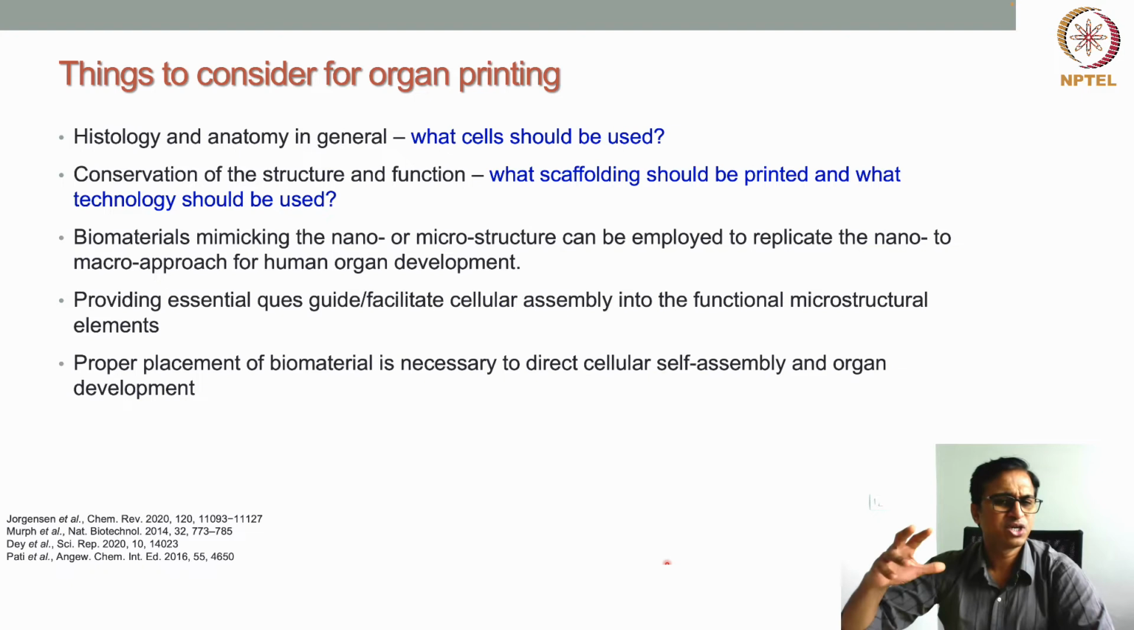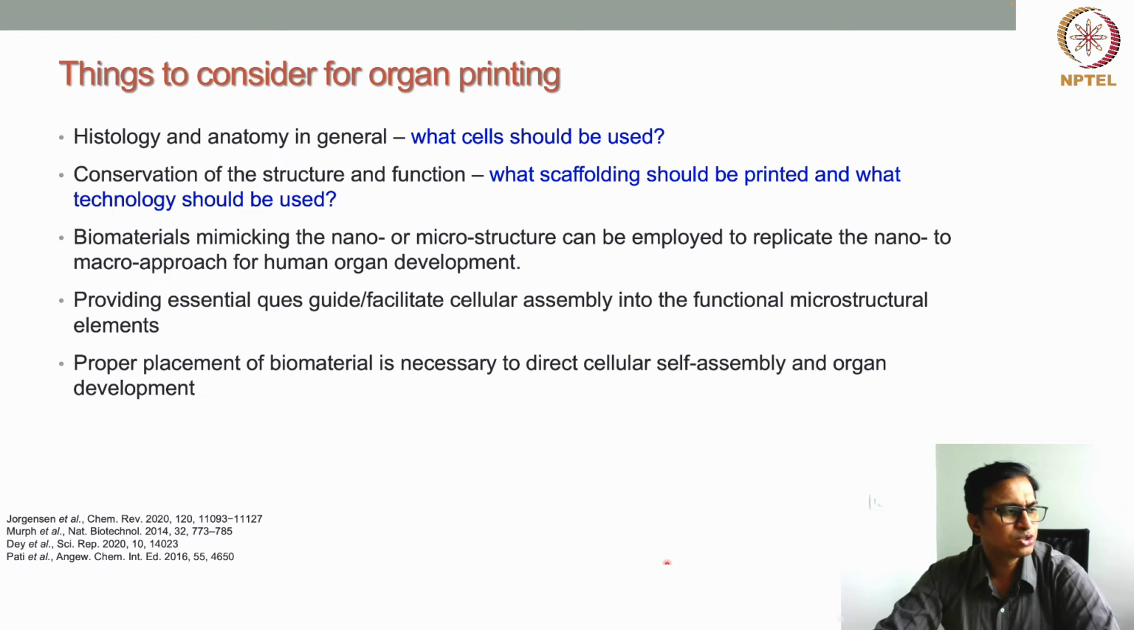For example, collagen is a biomaterial, a protein that is present in most of our tissues in the ECM, the extracellular matrix. Typically the structure of collagen has a nano dimension, and then it produces collagen fibers that are in micro dimension. So we can use several biomaterials that mimic the nano or micro structures of that particular tissue, so that we can replicate the nano to macro approach for human organ development.